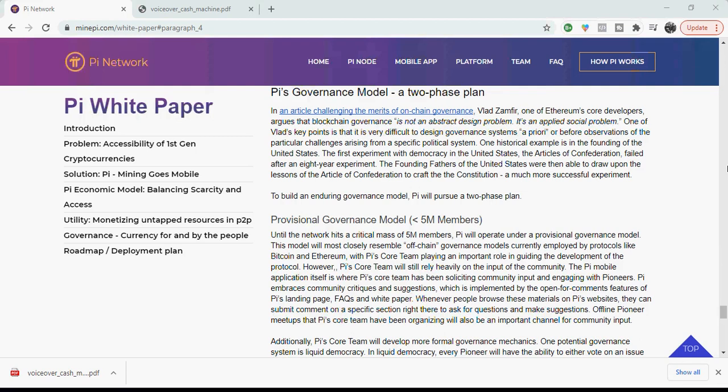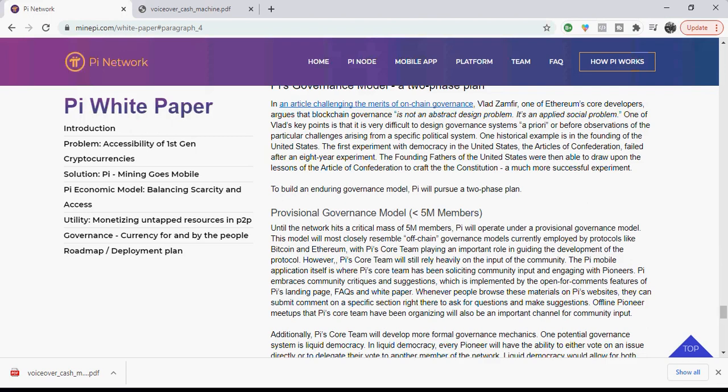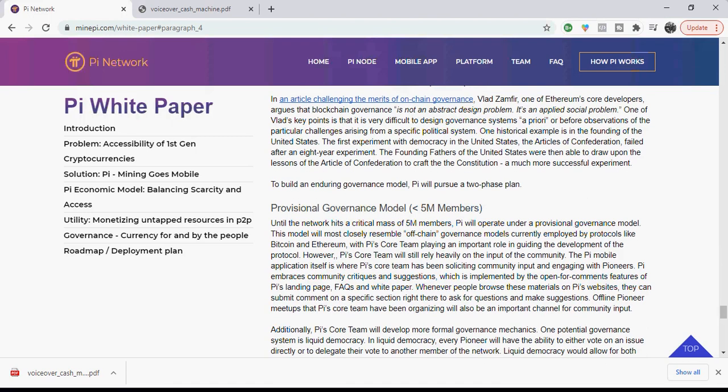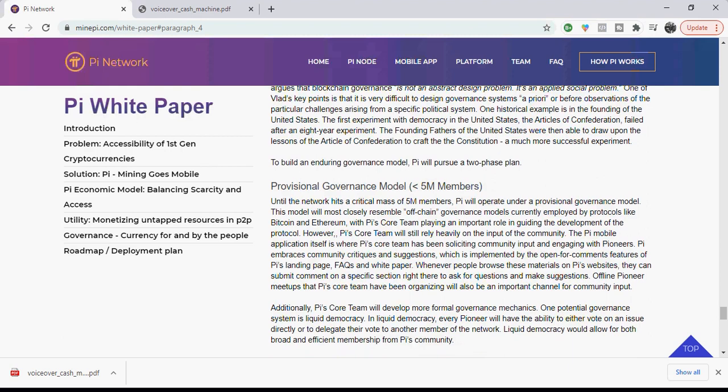One of Vlad's key points is that it is very difficult to design governance systems before observations of the particular challenges arising from a specific political system. One historical example is in the founding of the United States. The first experiment with democracy in the United States, the Articles of Confederation, failed after an 8-year experiment. The founding fathers of the United States were then able to draw upon the lessons of the Articles of Confederation to craft the Constitution, a much more successful experiment.